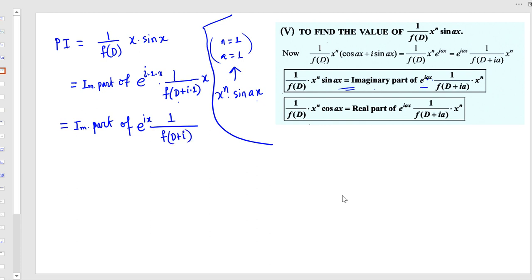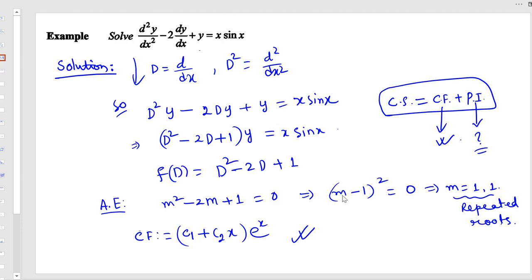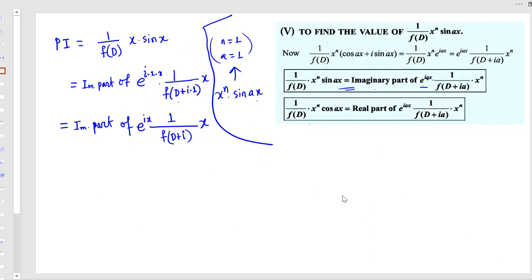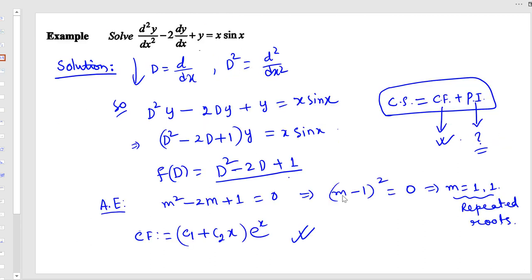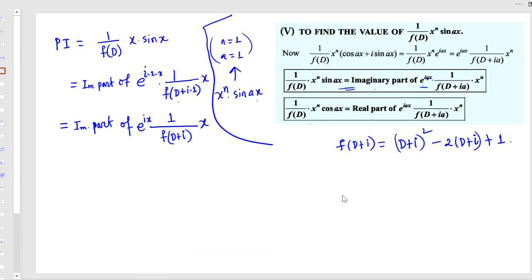So in place of d, we will substitute d plus I because we have seen here what f of d is. So we will have f of d plus I is nothing but d plus I whole square minus 2 into d plus I plus 1. Here you put d plus I and then simplify it.